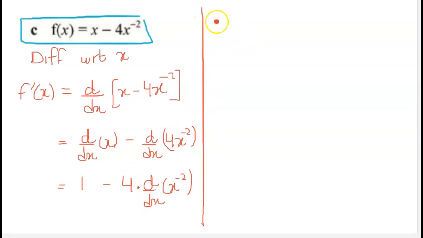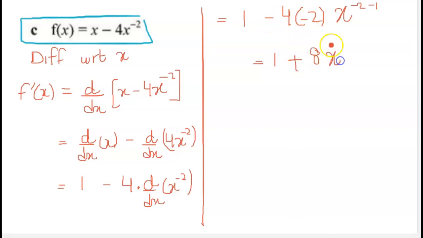Now let's do this side. 1 is still there, minus 4. When I differentiate this x to the minus 2, the minus 2 comes out. So I put minus 2 in a bracket and reduce the power of x by 1, so minus 2 minus 1. That will give you 1 minus, that's 4 times minus 2, so that's 8. But minus and minus makes a plus, x to the minus 3. So this is your f dash of x.